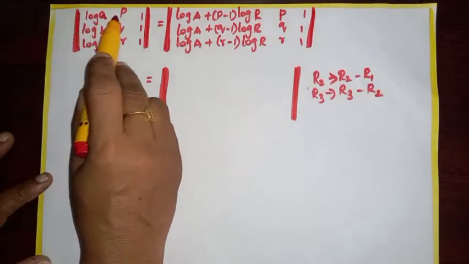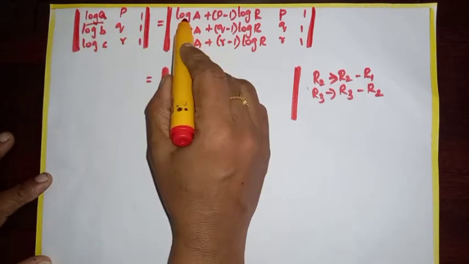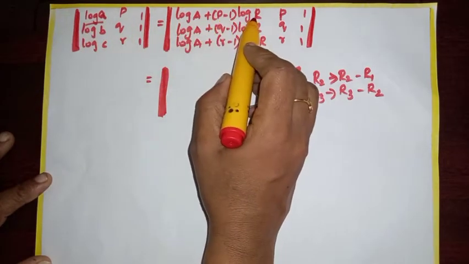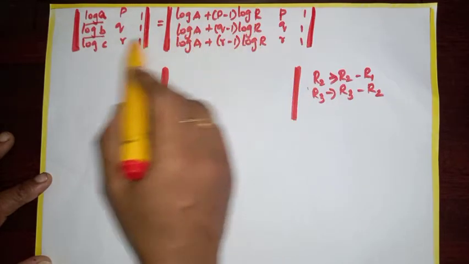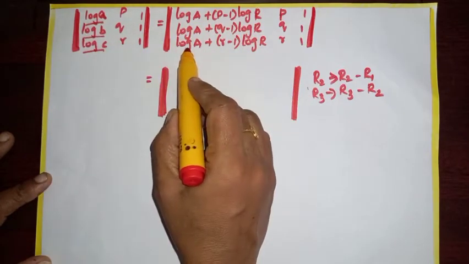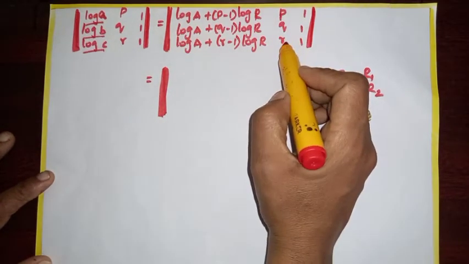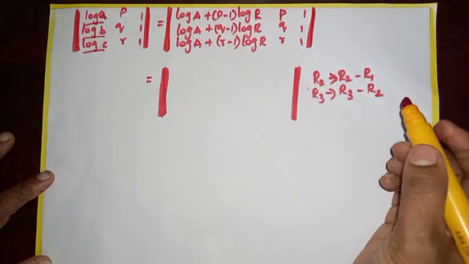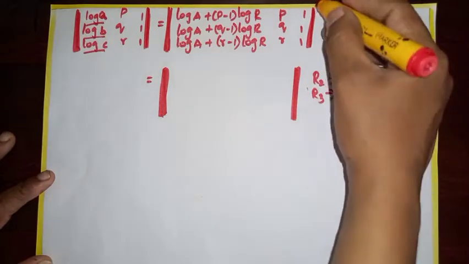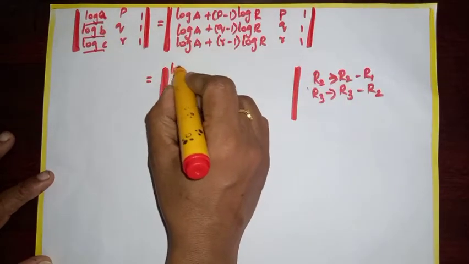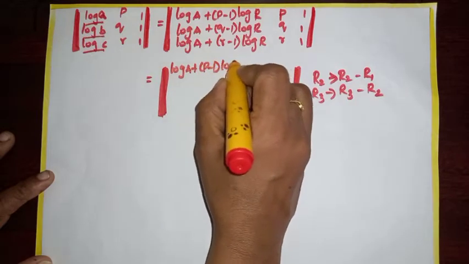Determinant of log A, P, 1, log B, Q, 1, log C, R, 1. In the place of log A, substitute log capital A plus P minus 1 log R. In the place of log B, substitute log capital A plus Q minus 1 log R. In the place of log C, substitute log capital A plus R minus 1 log R. P, Q, R as column 2, 1, 1, 1 as column 3. Now I am going to do R2 minus R1. So you write R1 as it is.